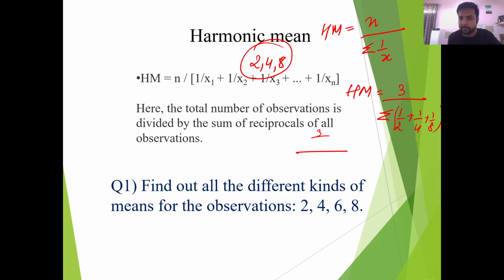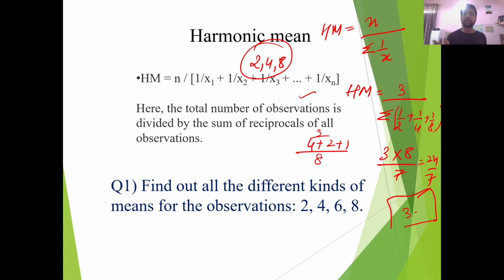So we take 3 divided by the summation. What is the LCM? 8 comes out to be the LCM, so it will be 4 plus 2 plus 1, which is 7 by 8, and 3 into 8 divided by 7, so 24 by 7 is the answer. It is somewhat 3 point something. That's how we are going to solve these means. If you look only at the formula, they may seem quite difficult, but if you understand them using examples, you will know these are quite simple.